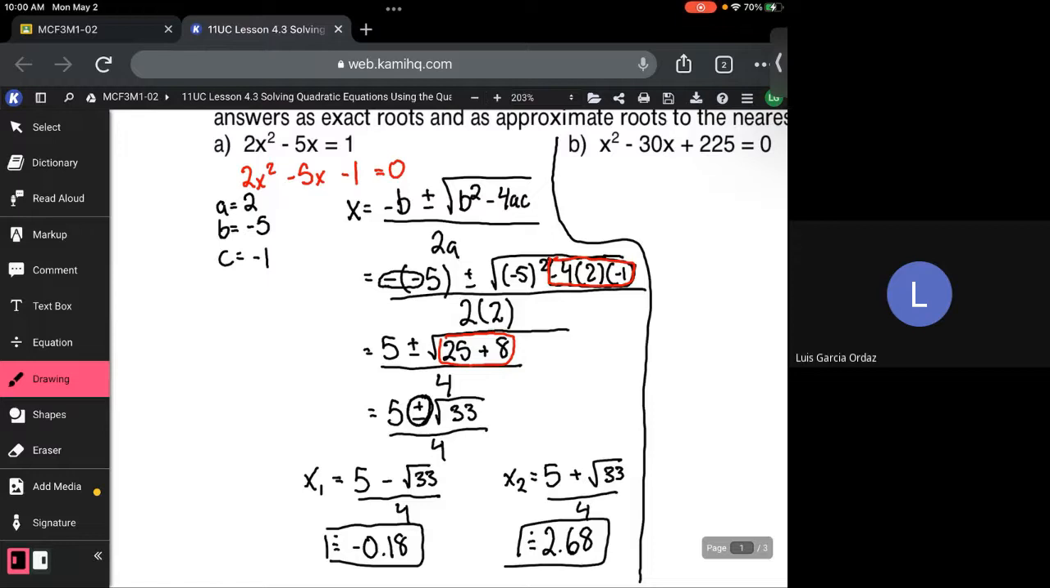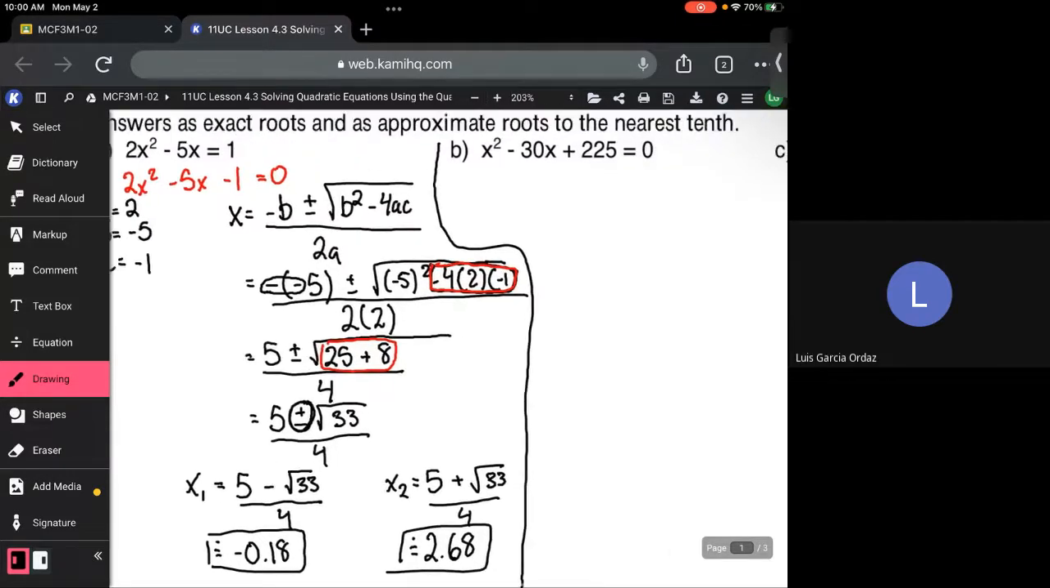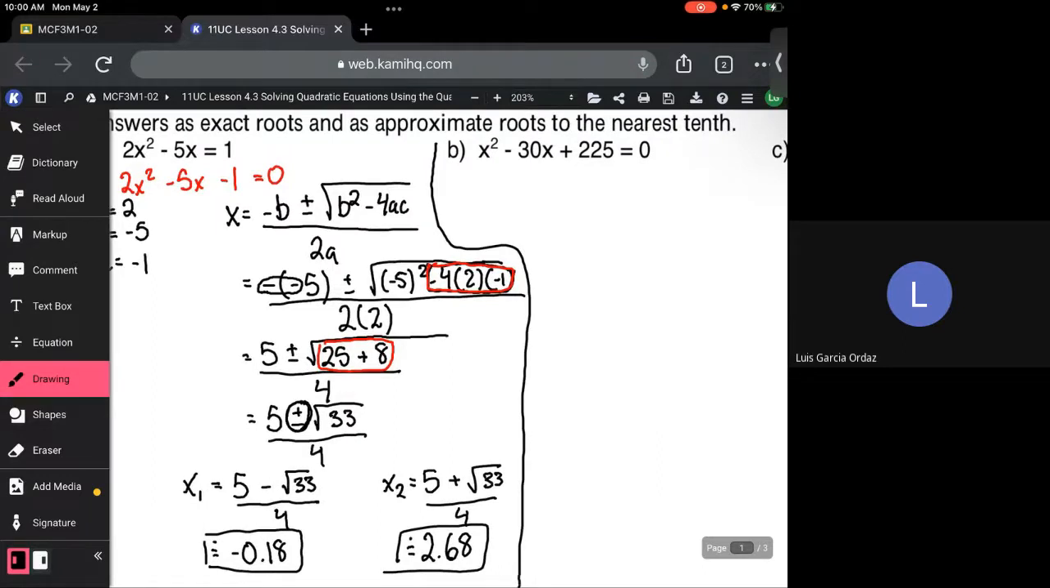All right, so try doing the next one on your own. I'll set it up for you first. So what's A, what's B, and what's C? So what's A? 1. What's B? And what's C? Okay. So set it up on your own and try to see what you get.